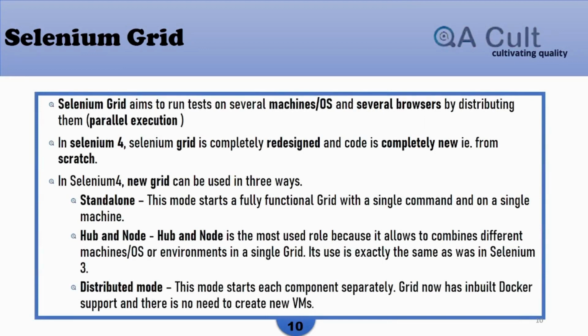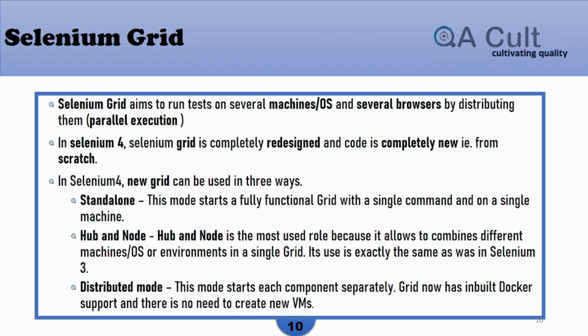Also, there is a new Selenium Grid. It is completely new, and all the code is written completely from scratch. You already know that Selenium Grid is used for parallel execution and aims to run tests on several machines or OS and several browsers by distributing them. In Selenium 4, Selenium Grid is completely redesigned and the code is completely new, that is, from scratch.